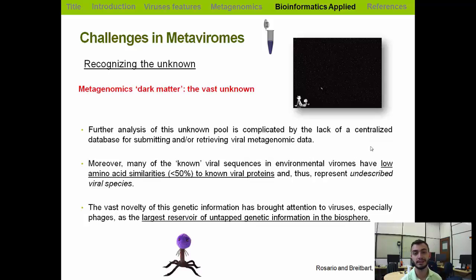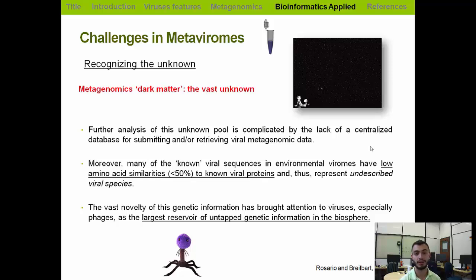And the analysis, retrieval and submission of this metagenomic viral data is difficult because it is not centralized, and even for the ones where we can retrieve some similarity hits, the similarity is really low, less than 50%, so they might represent undescribed viral species. This is huge, guys. It's very important. We're trying to discover and to assess this knowledge, but it's not easy.